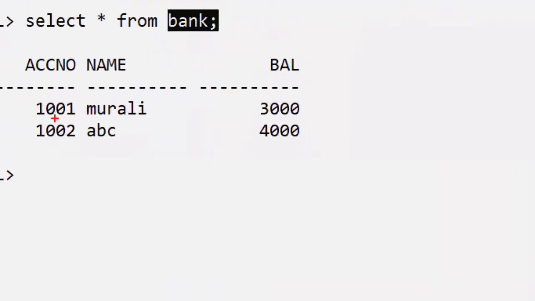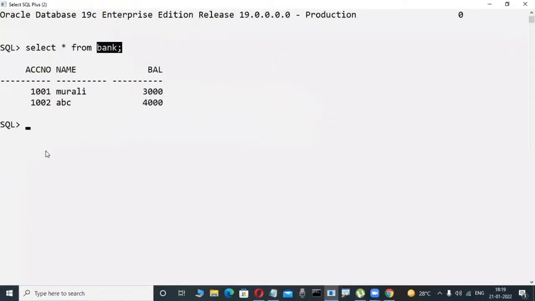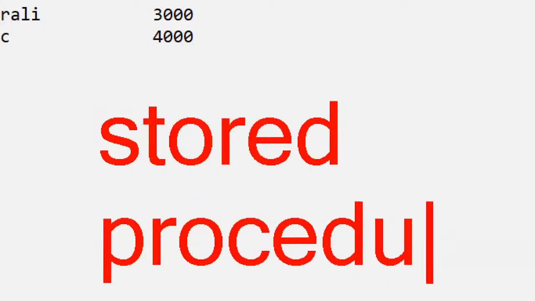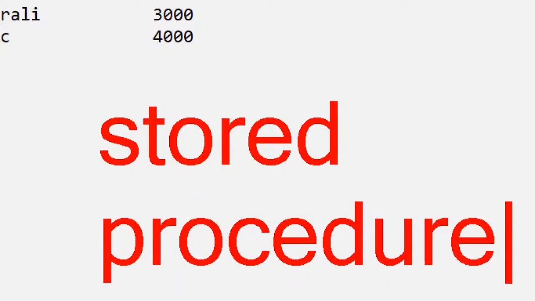In this bank table, I try to withdraw some money. For that purpose, I'm writing some code in PLSQL. Observe what I'm writing, though you don't have an idea about that code yet. Logically observe whether it is working correctly or not. Stored procedures are a concept in Java, .NET, Python, MySQL, SQL Server, and Oracle. In stored procedures, these types of logical conditions are written.